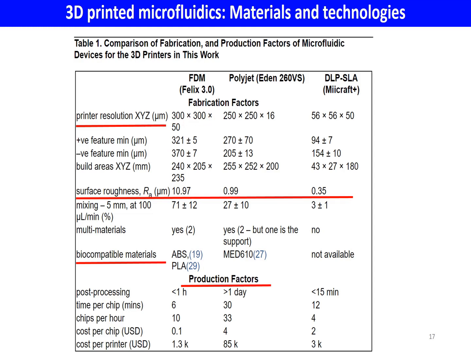In other cases, they're 56 by 56 by 50. The surface roughness is really very critical, and we see here it's about 11. It goes down to 1, and it goes down to 0.3. So it's really very important to look at the surface roughness.